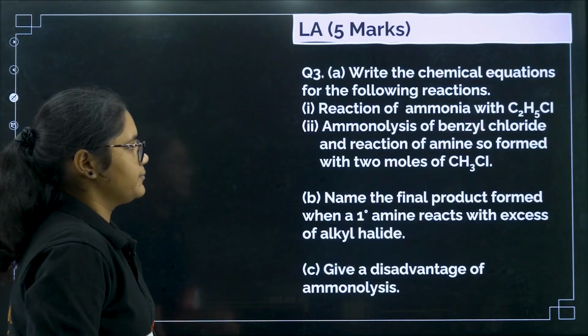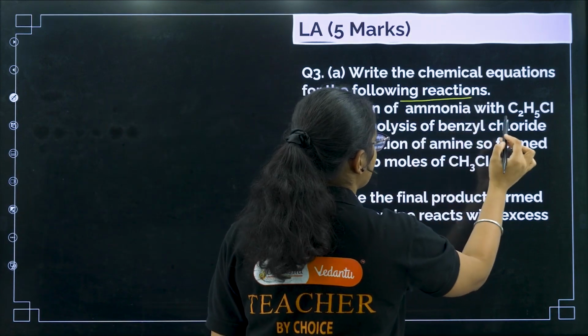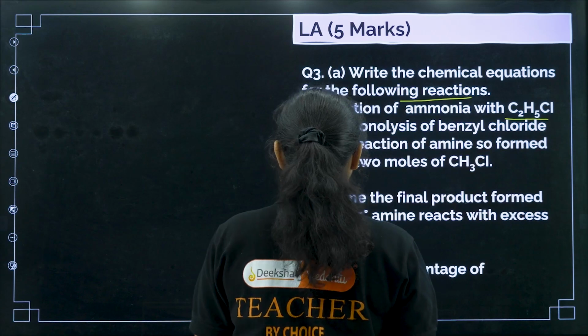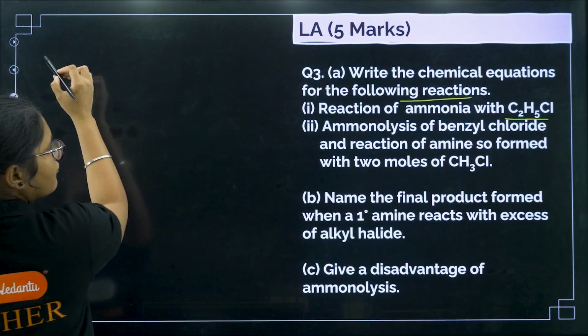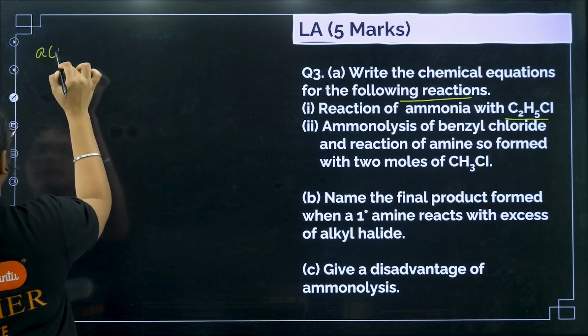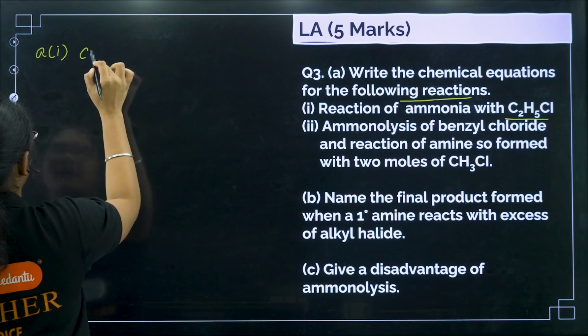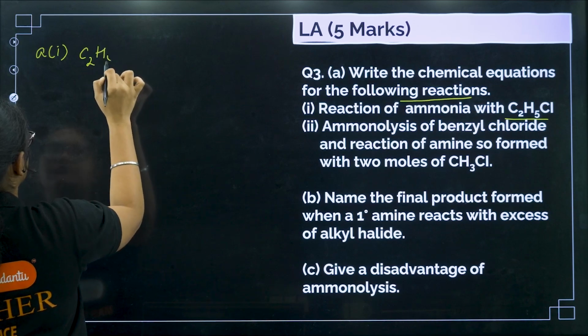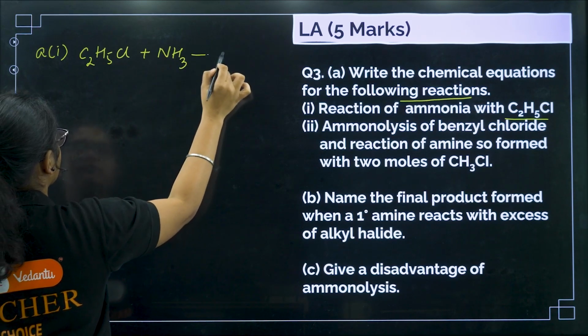Next, question number 3. Write the chemical equations for the following reactions. Okay, reactions of ammonia with C2H5Cl. Okay, so first one, if I want to write reaction A1, reactions of ammonia with C2H5Cl. So you have C2H5Cl plus ammonia. Okay, then what will happen?